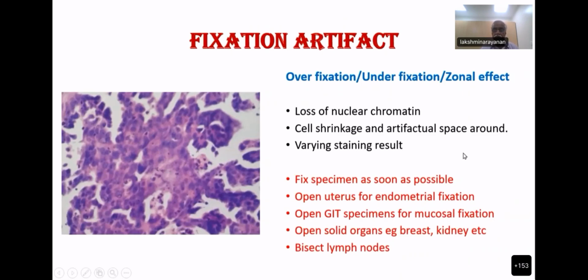Then what we have to do is fix specimens as soon as possible. Open the uterus for endometrial fixation. Open GIT specimens for mucosal fixation. Open solid organs without fail and bisect lymph nodes. These things must be done sincerely by whoever is handling the specimen, junior or senior. Then many of the problems can be solved.